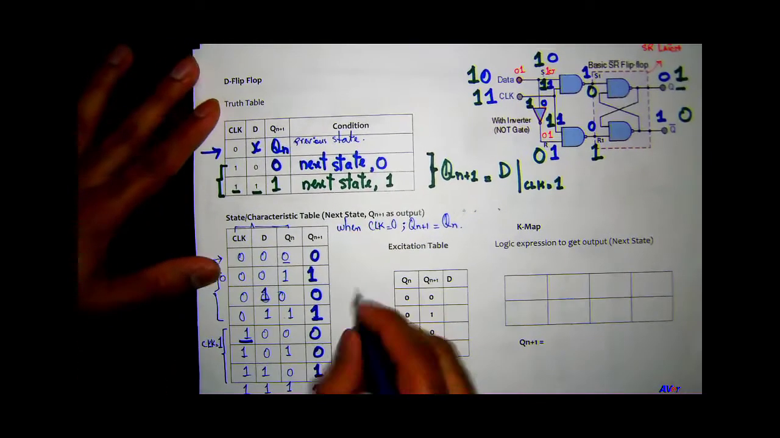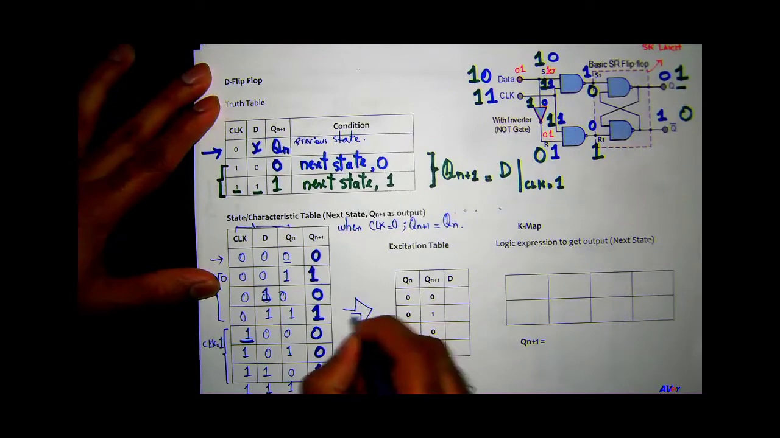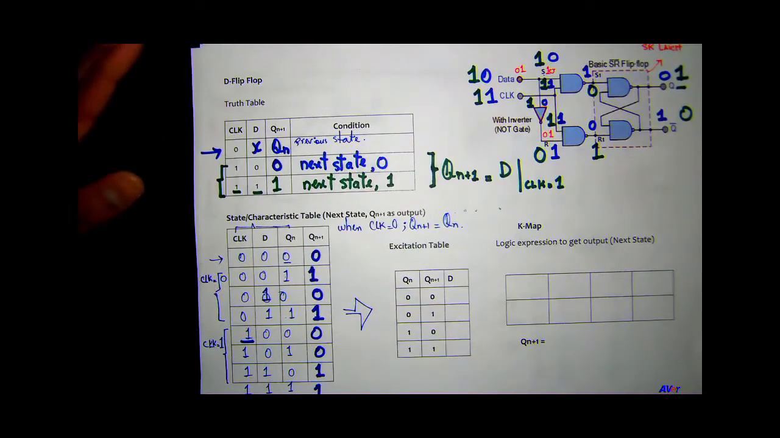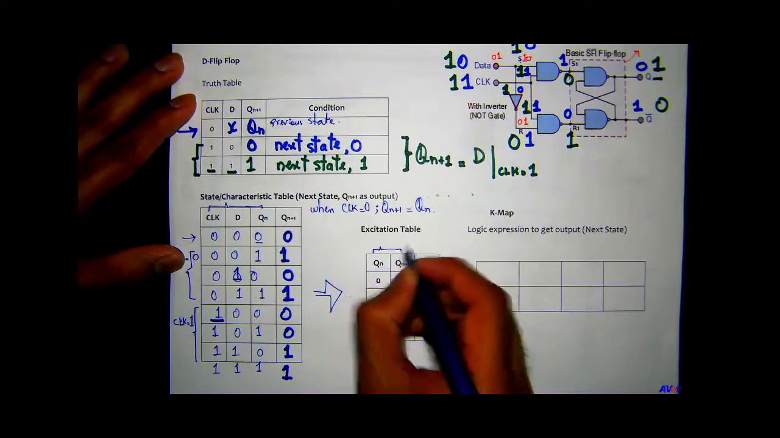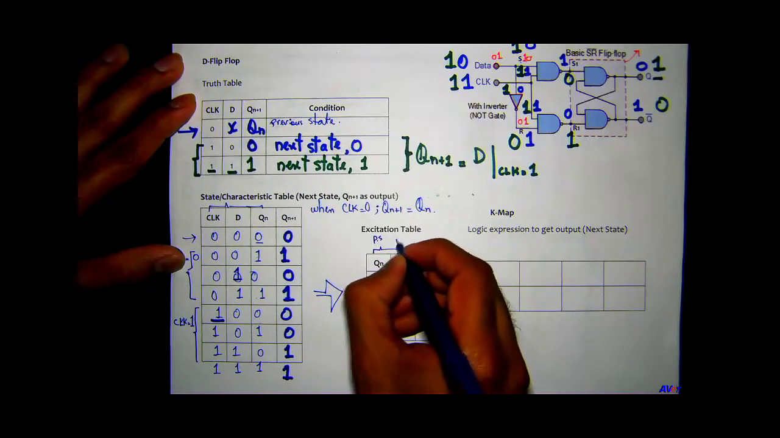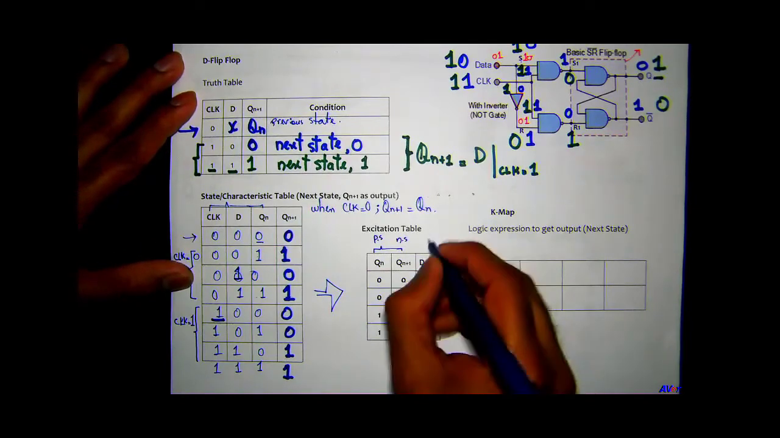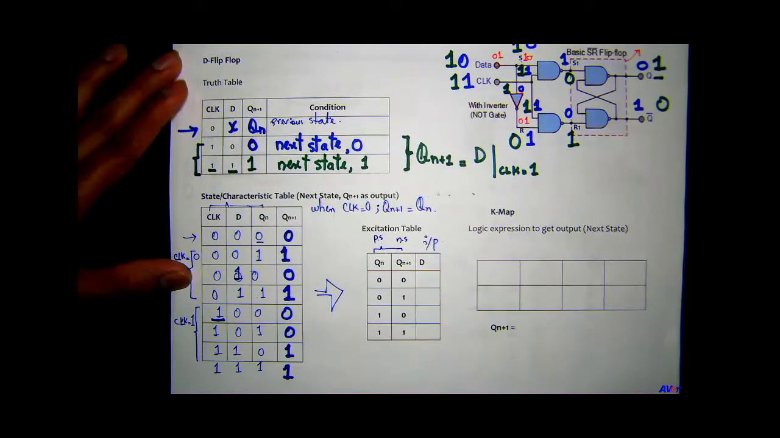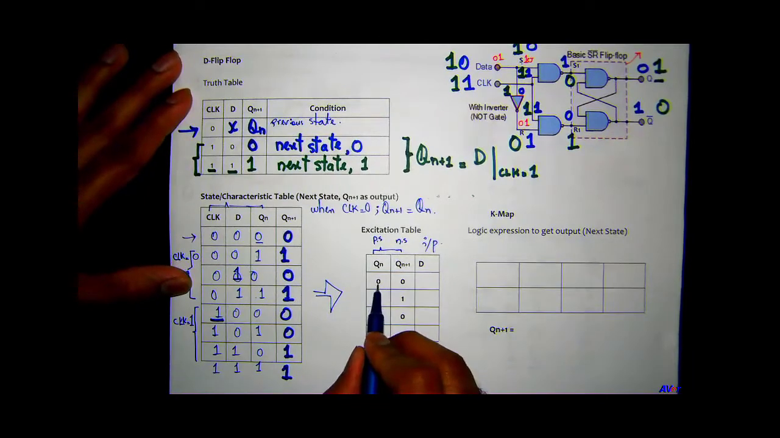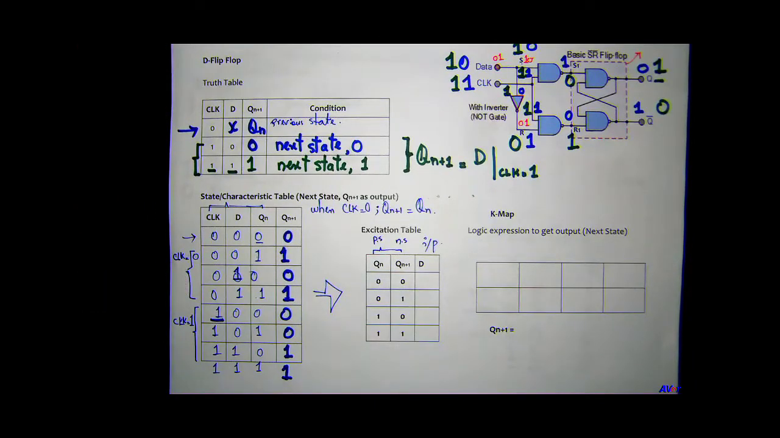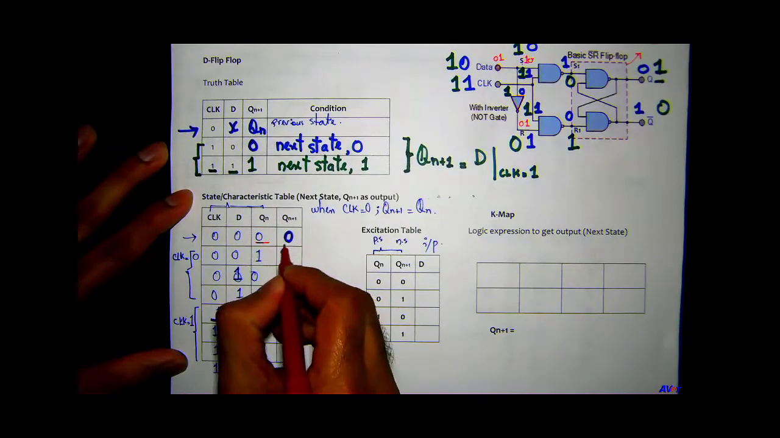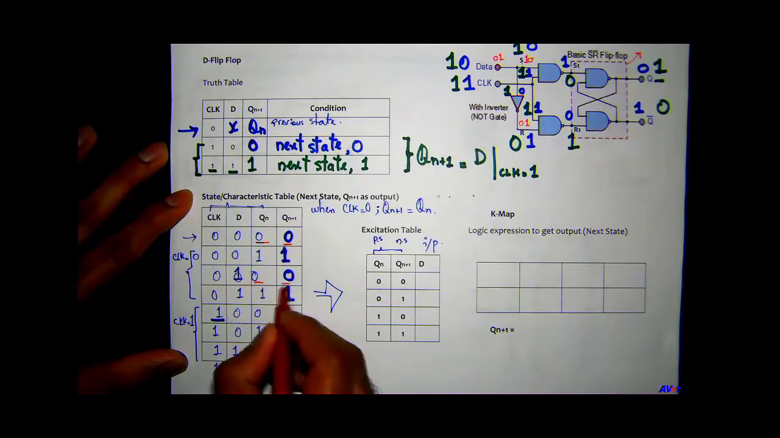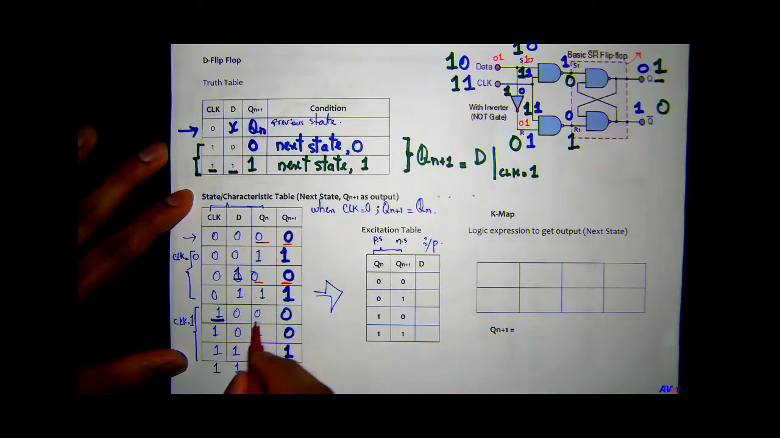Okay, now from here we're going to move on to our excitation table using the characteristic table right here. Again, we put our previous state and next state right next to each other in the excitation table, and this is our input, which is D. When Qn is 0, Qn plus 1 is 0. We got two occasions where that happens, and then we got 0, 0 here also.